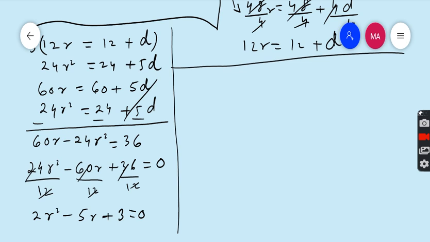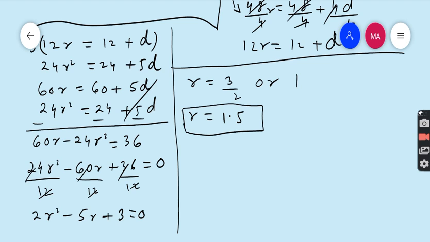Now we again have a quadratic equation, 2r square minus 5r plus 3. Solve this quadratic equation by using any method like quadratic formula, completing the square or middle term break. You will get the value r equals 3 upon 2 or 1. But according to the question, r does not equal 1, so we write only the value 3 upon 2, 1.5. This is our final answer. R is equal to 1.5. Part A.